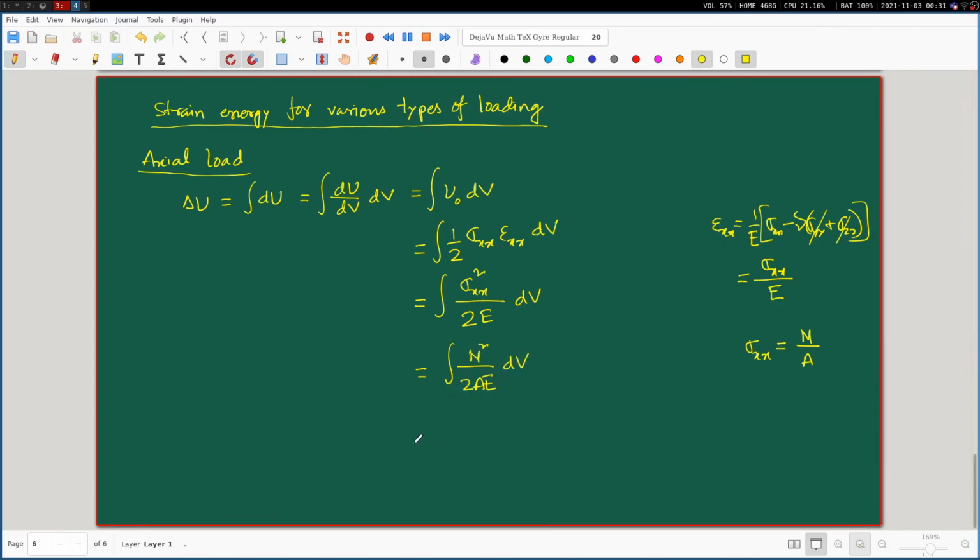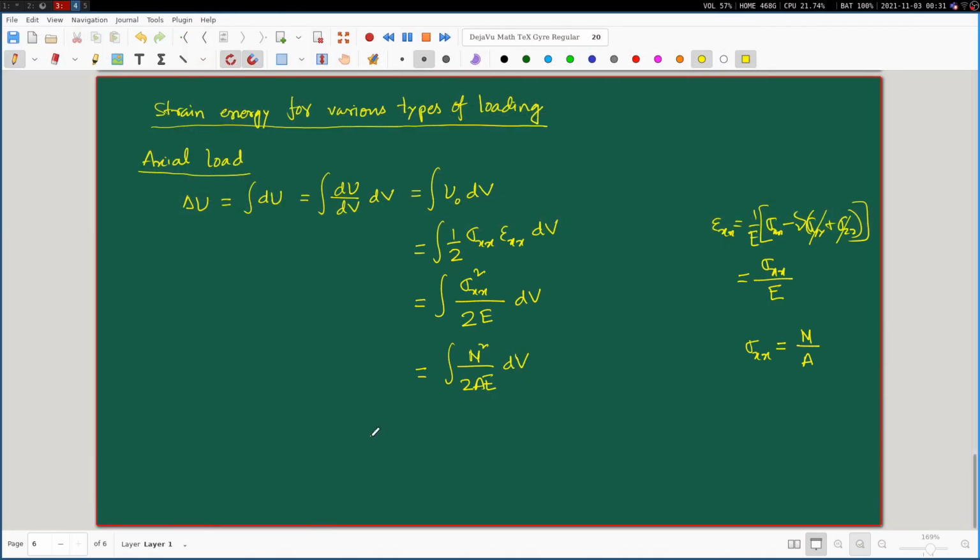So this is just the beginning of the first part, or just one part of our recipe for solving problems. This is simply due to axial load. Similarly, we can consider the strain energy due to bending moment. Let's do that. We'll follow exactly the same kind of template to determine the expression for delta U.